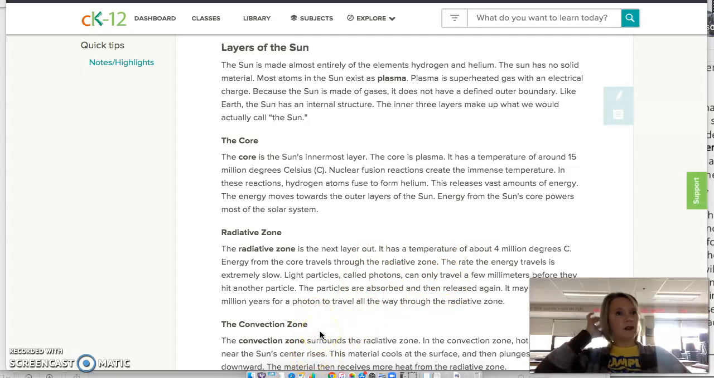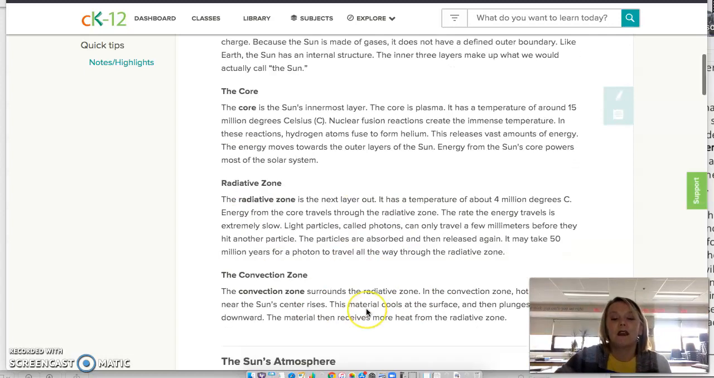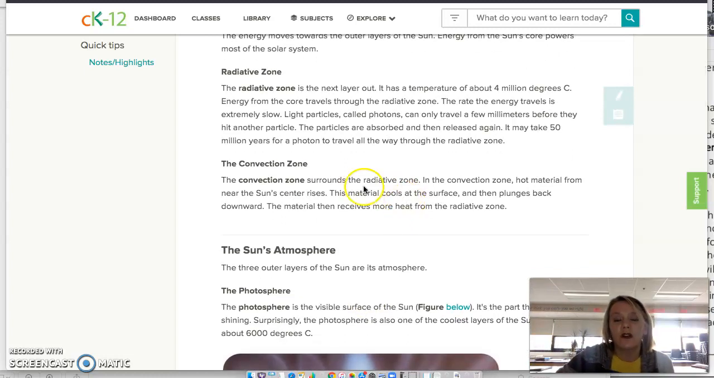So realistically, we've talked about how it takes 8 minutes for a light particle to go from the sun to our eye. Realistically, that light particle was made or emitted from the core millions and millions of years ago, and it just took 8 minutes to reach the outer layers of the sun to our eye. Next zone is the convection zone, and as this name implies, there is movement of particles rising up to the surface and cooling and sinking back down and getting heated and continuing to circulate.